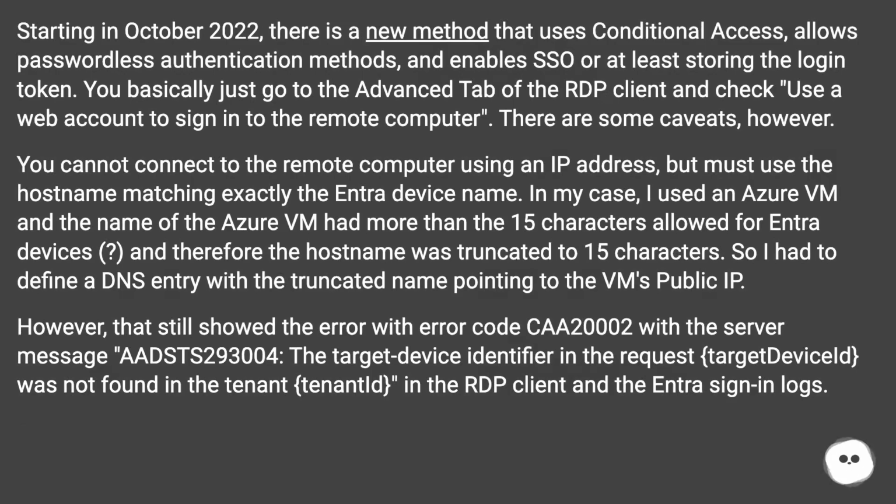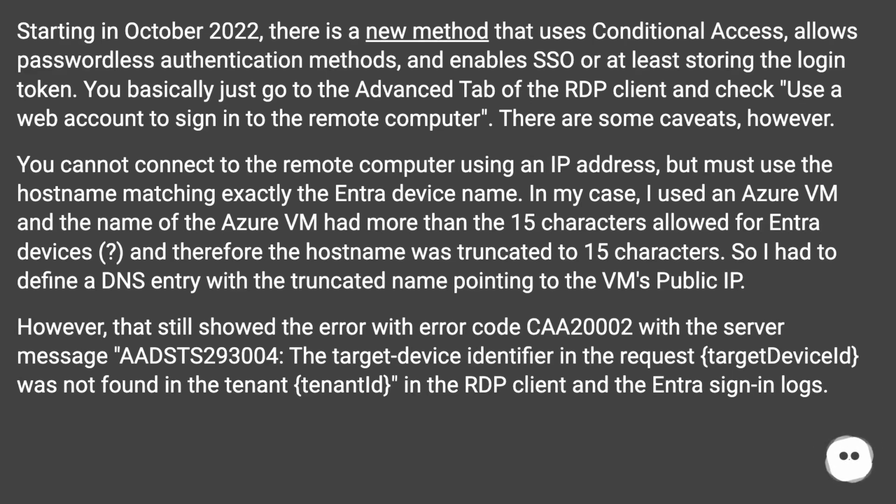Starting in October 2022, there is a new method that uses conditional access, allows passwordless authentication methods, and enables SSO, or at least storing the login token. You basically just go to the Advanced tab of the RDP client and check "Use a web account to sign into the remote computer." There are some caveats, however.